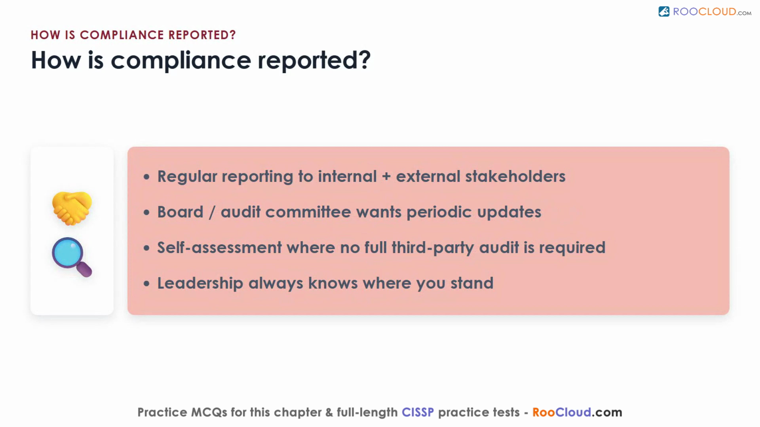How is compliance reported once it is proven? Through regular reporting to the people and bodies who need assurance. Beyond formal audits, organizations routinely report their compliance status to internal and external stakeholders. A board of directors, or more often its audit committee, may require periodic updates on obligations and status. And where a business is not required to undergo a full third-party audit, a standard may instead ask it to complete and submit a self-assessment of its compliance. Picture a status dashboard passed up the chain, so leadership always knows where the organization stands.